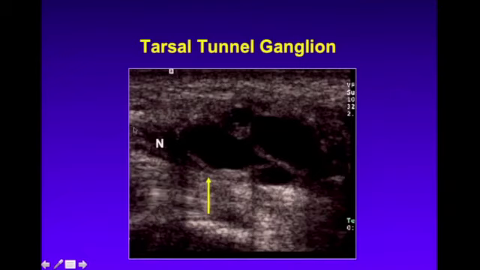And this is the long axis showing where it's pressing on the nerve. So here's the nerve coming down, and you see the nerve narrowing because of the ganglion pushing on it. So once we see that, we can go ahead and offer an ultrasound-guided aspiration of the ganglion in order to relieve the pressure on the nerve.